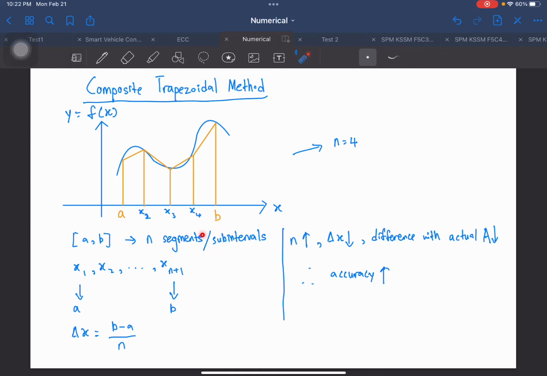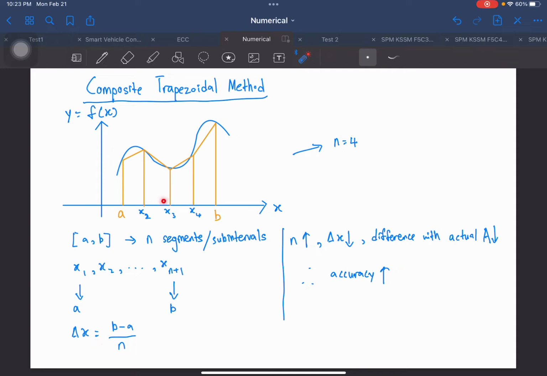And in these sub-intervals, there are important points x1, x2 to x(n+1). The first point is A, and the last point is B. So delta x is given by (B minus A) over n, and delta x is the distance between each segment, the length of each segment, as you can see here. This example is for n equals 4, so you can see there are 4 trapezoids here. So this delta x can be given by this.